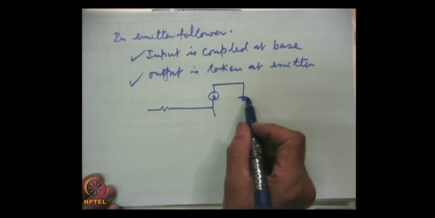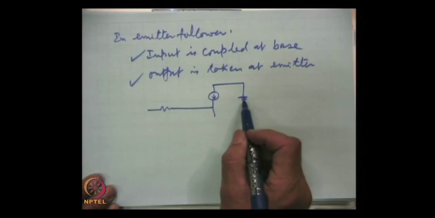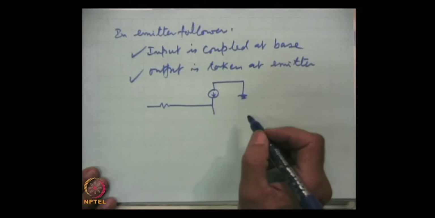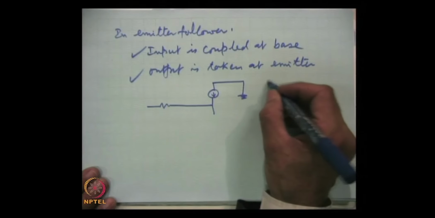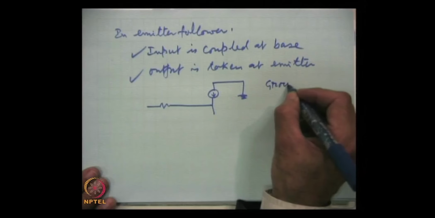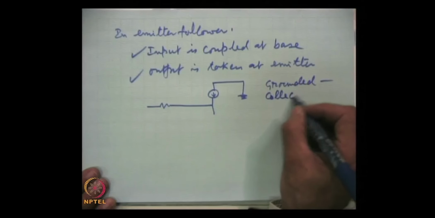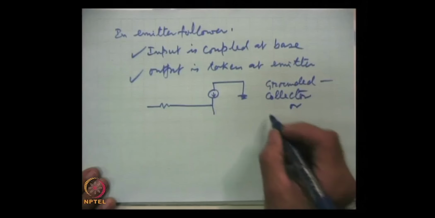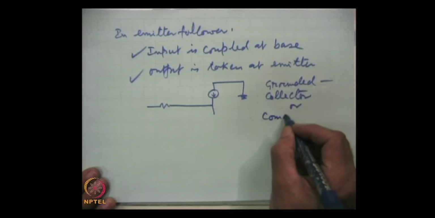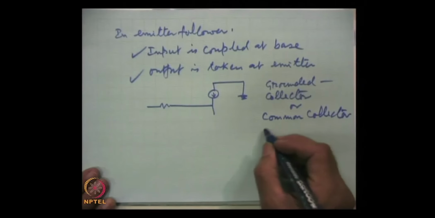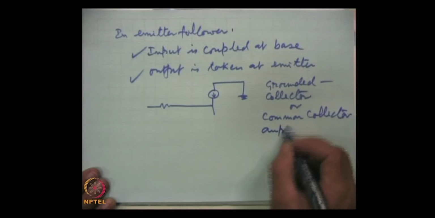The DC source VCC is to be grounded. So, the cathode is grounded. So, many times emitter follower is also called grounded collector, or common collector amplifier or circuit.